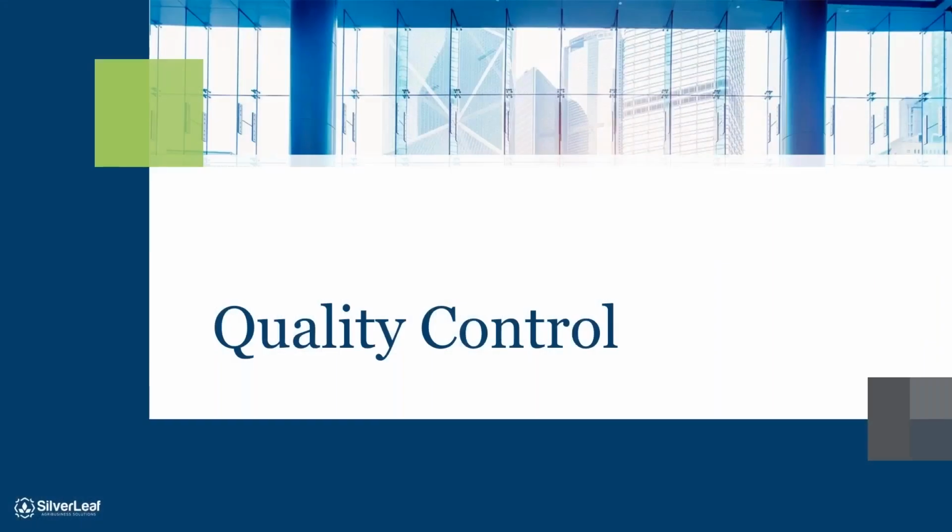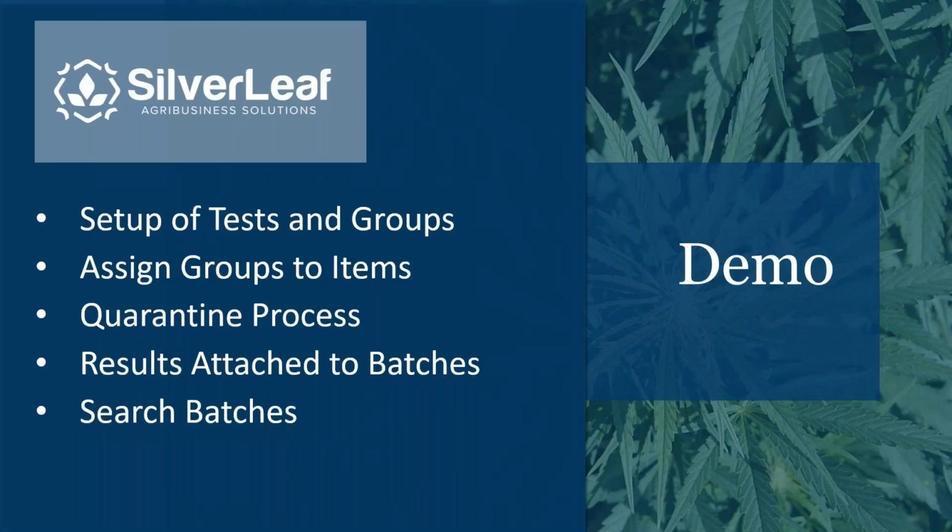Next is our quality control module. This is probably one of the biggest adds to the Business Central platform that we've done. With our solution, you'll be able to track tests that you want to run for your products. You can quarantine products and then save the results of any tested product indefinitely. So let's go ahead and hop in and take a look at that.